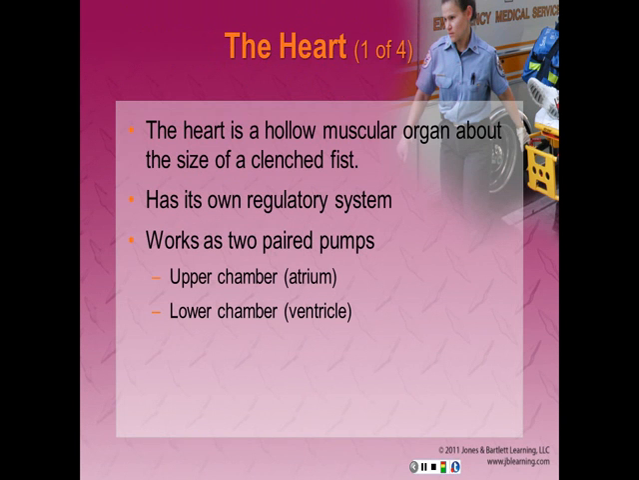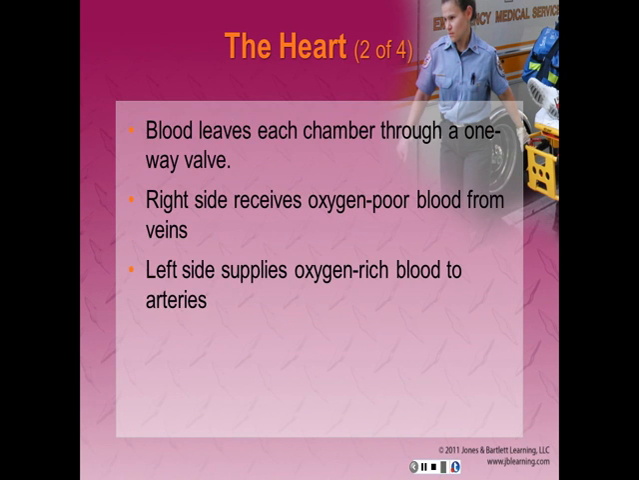The heart is a hollow muscular organ about the size of a clenched fist with its own regulatory system. Involuntary muscle under the control of the autonomic nervous system is how this works. You must have a rich and well-distributed blood supply, and you have to understand that the heart is actually a double pump. It works as two separate but paired pumps, the upper chamber of the atrium and the lower chamber of the ventricles, but also realize there's the left side and the right side.